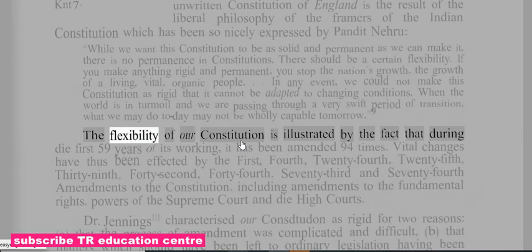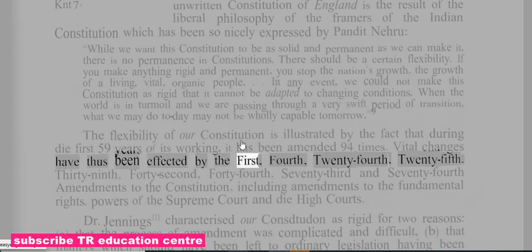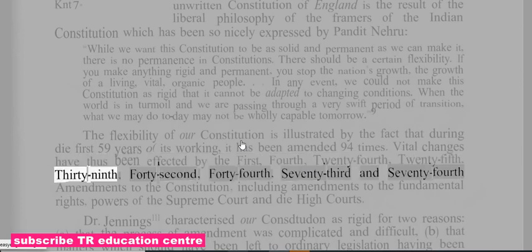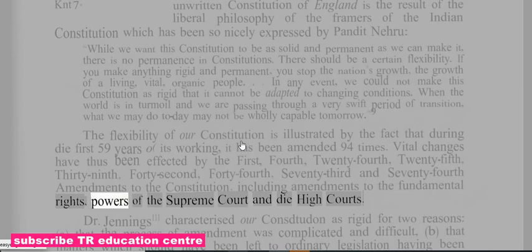9. The flexibility of our Constitution is illustrated by the fact that during the first 59 years of its working, it has been amended 94 times. Vital changes have thus been effected by the 1st, 4th, 24th, 25th, 39th, 42nd, 44th, 73rd and 74th Amendments to the Constitution, including amendments to the fundamental rights, powers of the Supreme Court and the High Courts.